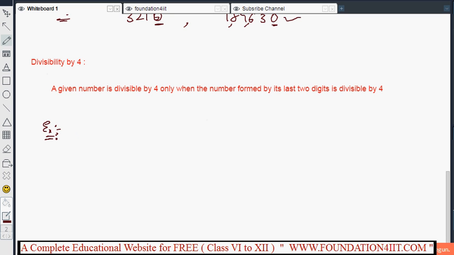Okay, the last two digits from the right side. So 1072. Here the last two digits are 72, which is divisible by 4, because 72 is divisible by 4. Okay, 4 ones are 4, 4 eights are 32. So the remainder is 0, so it's divisible by 4. That means this 1072 also is divisible by 4.